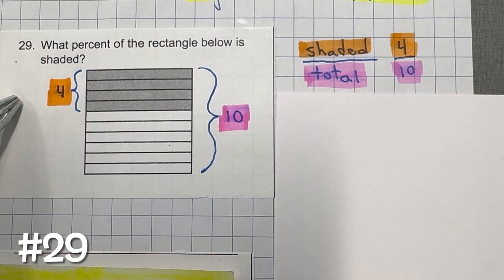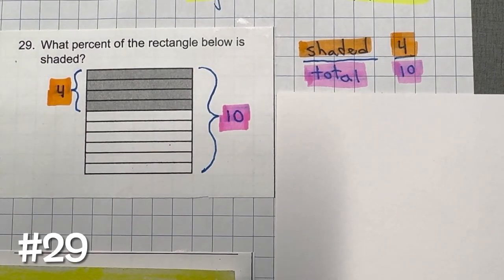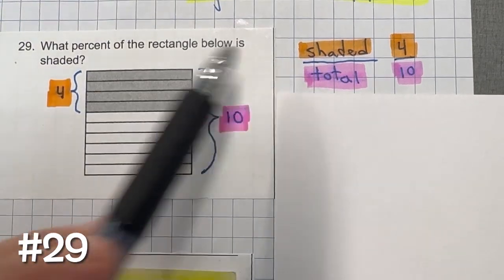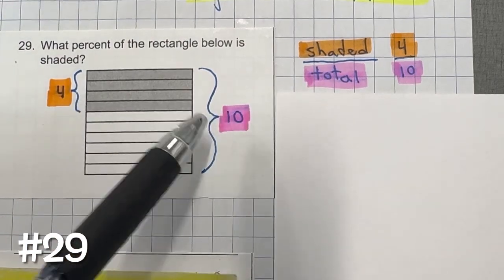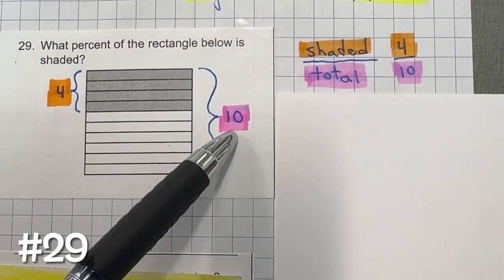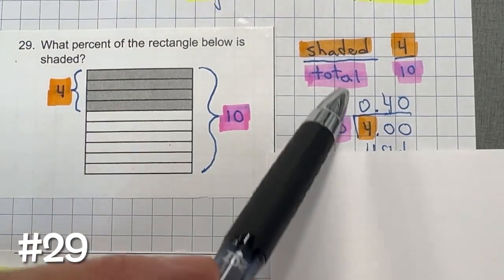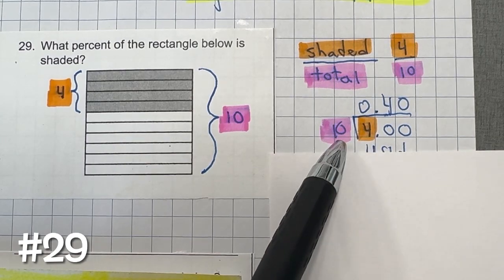Number 29, what percent of the rectangle below is shaded? So let's first find the ratio, the fraction. We have 4 that are shaded out of, and if we count all of these, we get 10. So that's 4 out of 10. Now we want to write that as a percent because we want to know the percentage. And so we do 4 divided by 10.